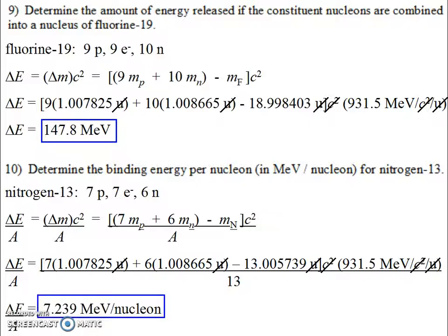Did you get 7.239? I hope you did. And remember, our units here are, like it says, megaelectron volts per nucleon, per thing. This could say 13 nucleons or 13 things, right? Okay, so why am I doing one versus the other? Why do we care whether it's binding energy or binding energy per nucleon?